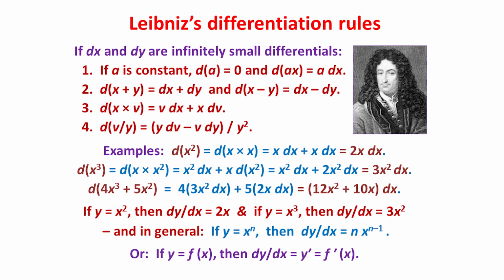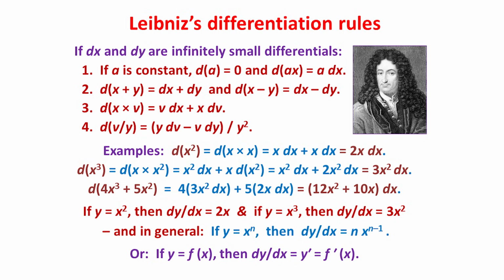We can also deal with sums and multiples. To find d of 4x cubed plus 5x squared, for example, we use rules 1 and 2 to split it into 4 times d of x cubed plus 5 times d of x squared, which is then 4 times 3x squared dx plus 5 times 2x dx, or 12x squared plus 10x dx.